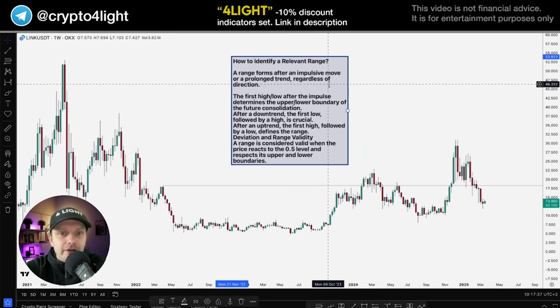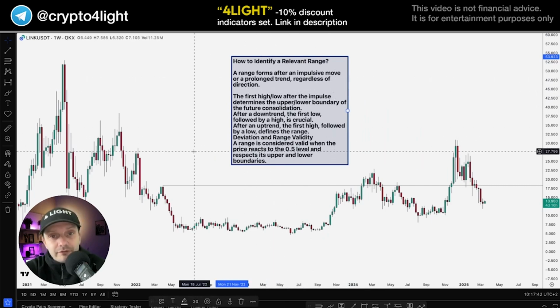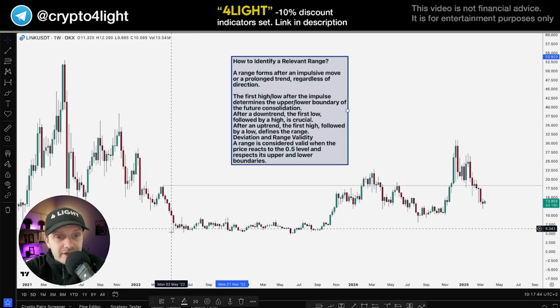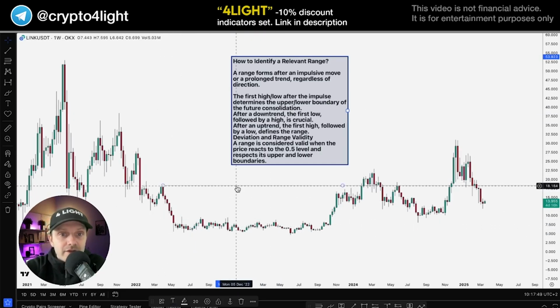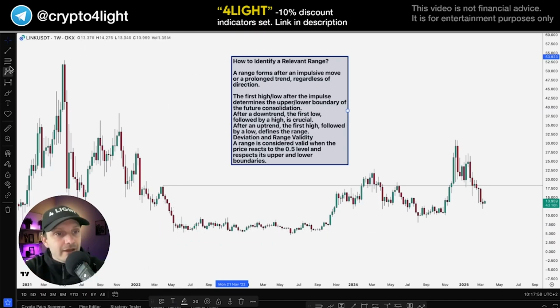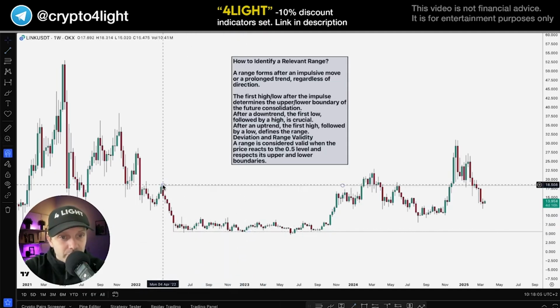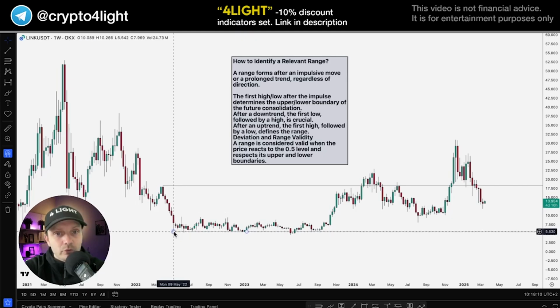So how do we identify the relevant range? A range forms after an impulse move or a prolonged trend, regardless of direction. So this was a trend movement, a pure trend, impulse. The first high or low after the impulse determines the upper or lower boundary of the future consolidation. So this is a main key point. Let's mark this one. So we drop, right? Impulse, drop. We identify the key point, a lower key point.